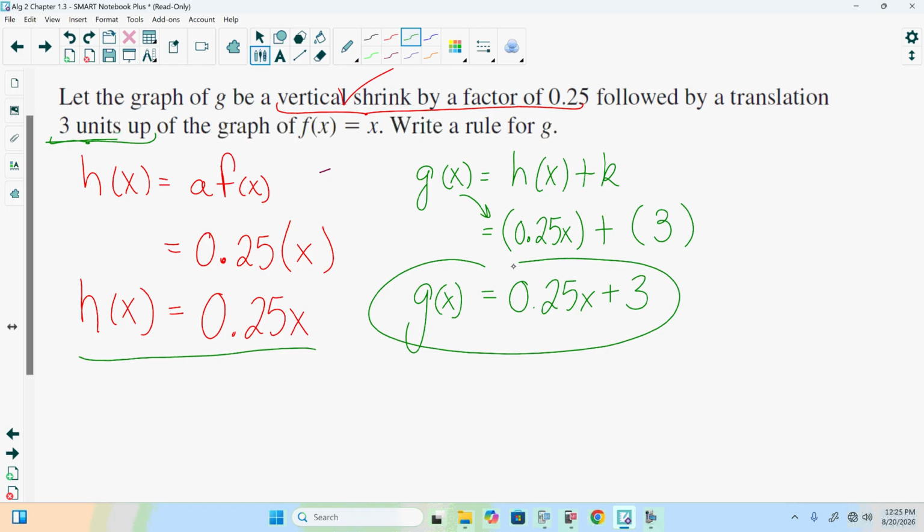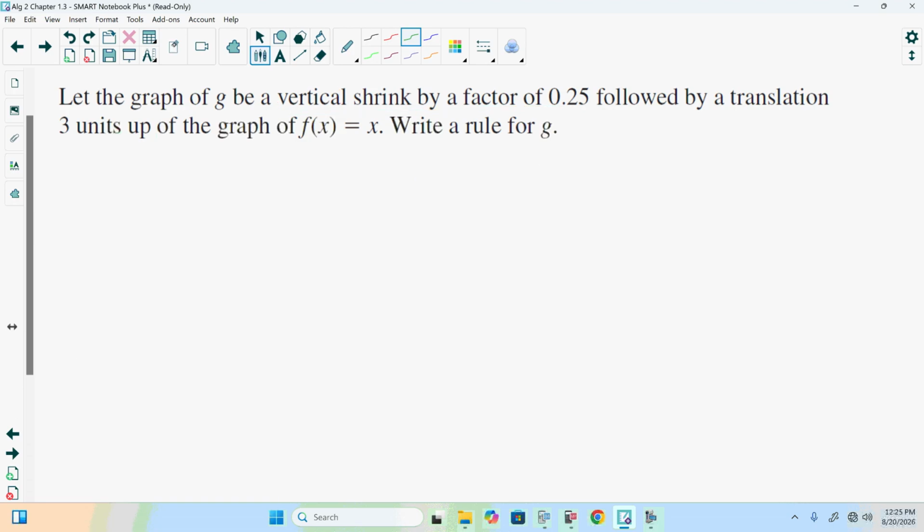At this point, you're saying, well, we could have just stuck them in there, we would be fine, yes? And yes, because the way they set it up, we did a vertical stretch and shrink first, then up 3, we get this here. You do not need to write this. I wouldn't write this. I'm going to go in reverse order.